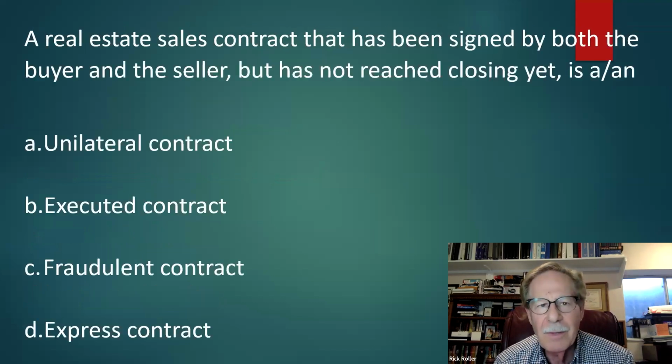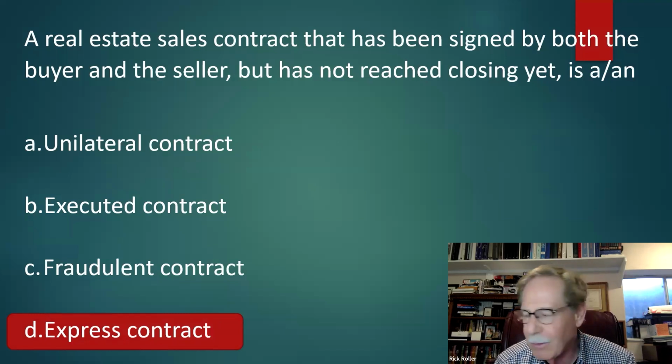A real estate sales contract has been signed by both the buyer and the seller, but has not reached closing yet. Okay, so it's what we call under contract. Is it unilateral? Is it an executed contract? That means it's done, put against the wall and shot, and it's all over with. A fraudulent contract or an express contract? Well, out of all these, you know that this is actually the definition of an express contract. It's one that's been signed by all the parties involved, but they haven't quite come to the closing yet. Most contracts will take a little bit of time to close. As you're aware, if you're an active agent, maybe a couple of weeks, maybe a whole month.